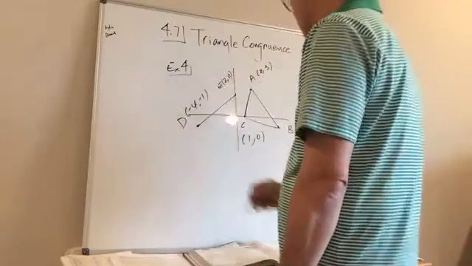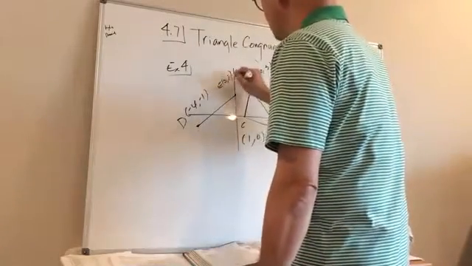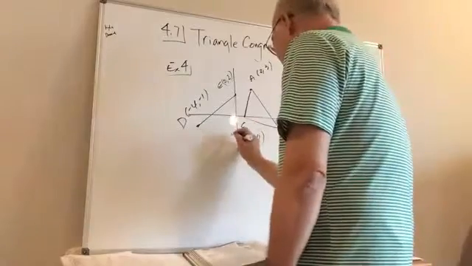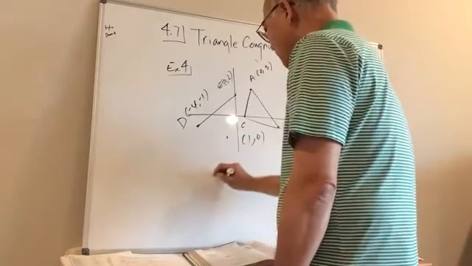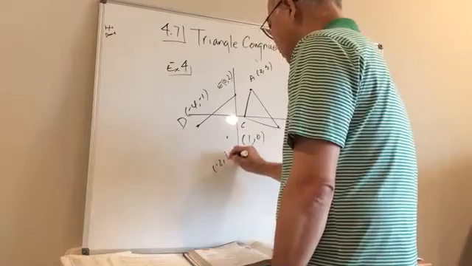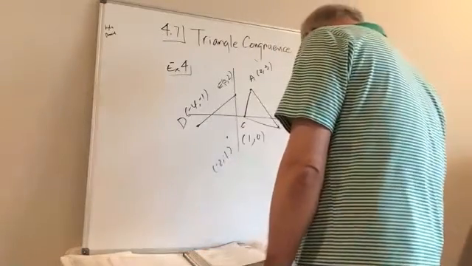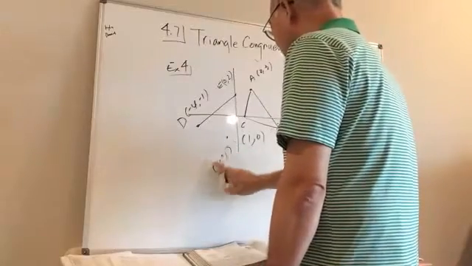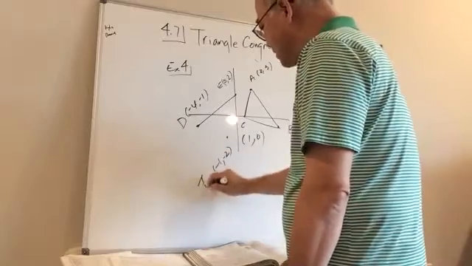0, 2, right? And then I have F, which is -2, 1, so it's going to be around here. -2, -1, and -1, -2, I'm sorry. -1, -2, and this is F.